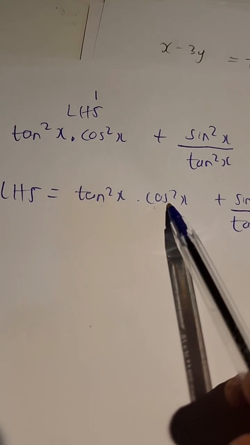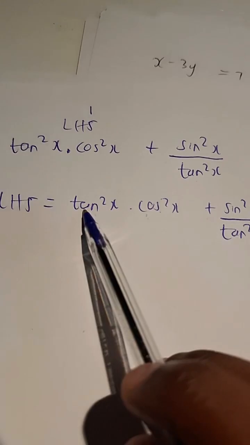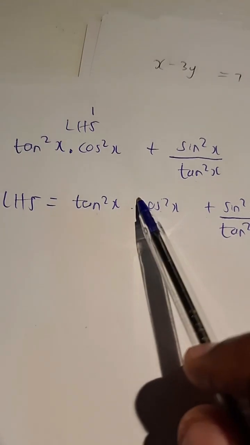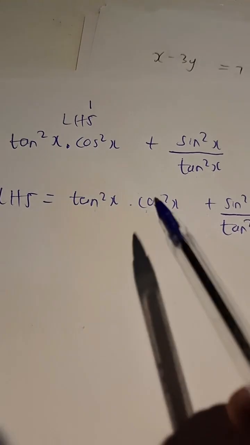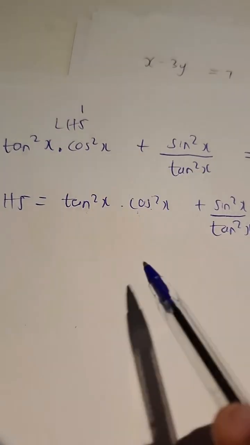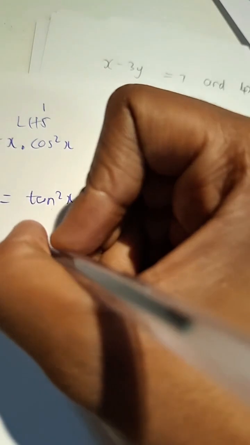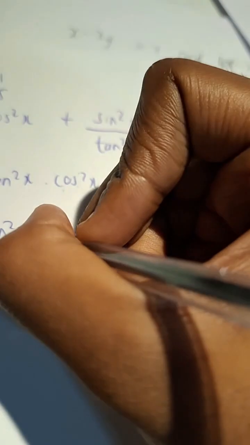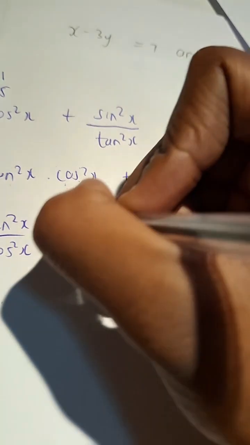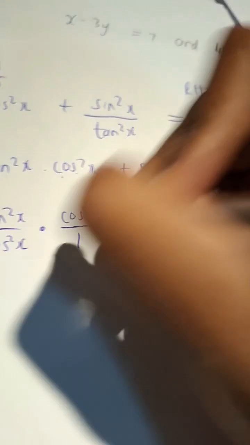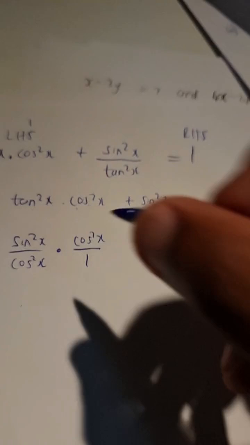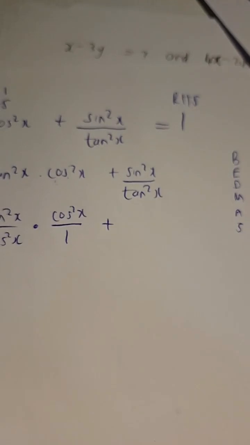But the thing is, in order to multiply, factorization, the next strategy, is not the one. The next strategy is what? It is identity. So tan squared x can be written as sine squared x over cos squared x multiplied by cos squared x over 1. Then plus sine squared x.